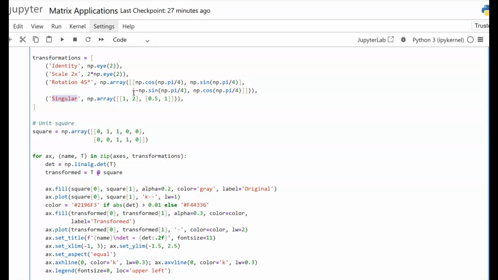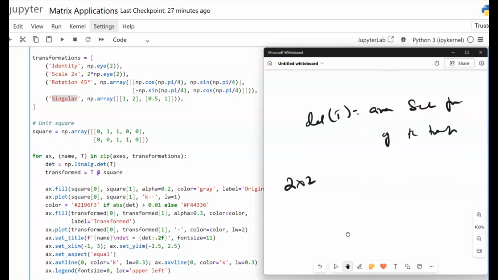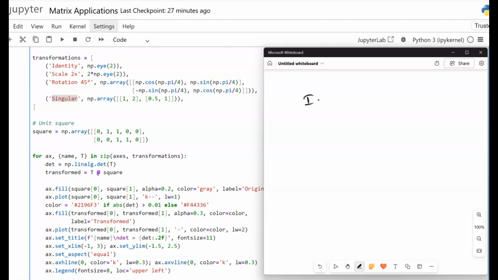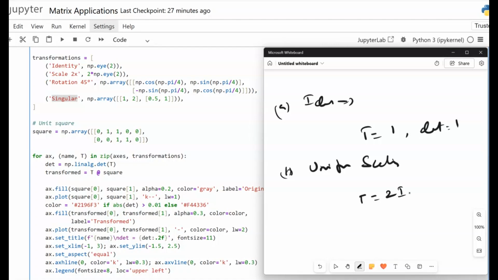Here let me give you the exact transformation functionality. If it is an identity, then T would be equal to 1, and the determinant would also be 1. And yes, dear friends, this is said to be no change in shape or area. The next one is a uniform scaling. What is uniform scaling? Here T is 2 times identity, and our determinant would be 4. Each axis doubles, so area becomes 2 into 2, which is equal to 4.